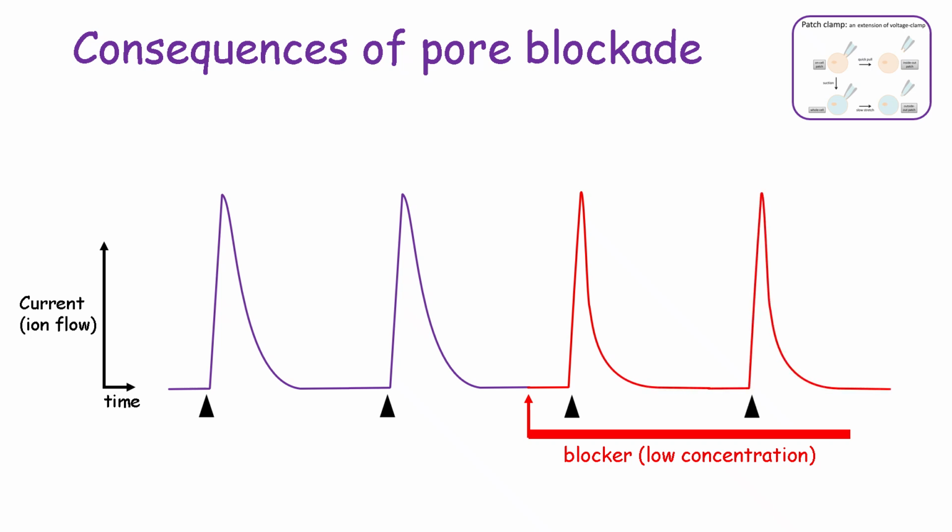The first thing to notice is that the peak of the current is unchanged. The main effect of the blocker is a faster decay or recovery of the current after the peak. I've superimposed the original trace as a dotted line so you can clearly see the difference. This happens because the drug has no effect until the channels open at the peak of the response. Also, because the stimuli are delivered at a low frequency, there's enough time between pulses for the drug to unbind and leave the pore. So block only occurs during the currents when the channels are open.